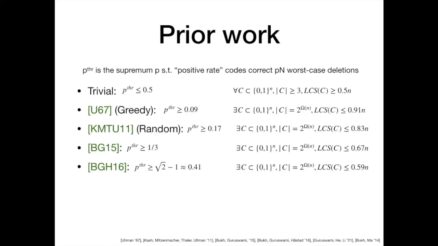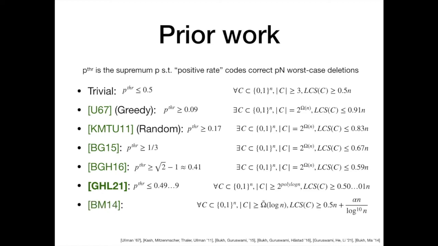In terms of constructions, there's been a bunch of constructions given, the best one showing that the threshold is at least 0.41. So combinatorially, the result is there exists a set of exponentially many binary strings such that the LCS between any two is at most 0.59. This is the best lower bound, and as I mentioned, our result proves that the threshold is strictly less than a half, so bounded away from half, improving on the trivial bound.